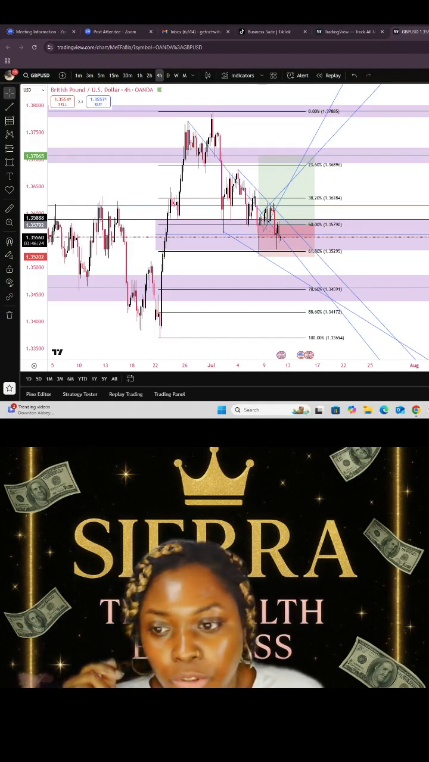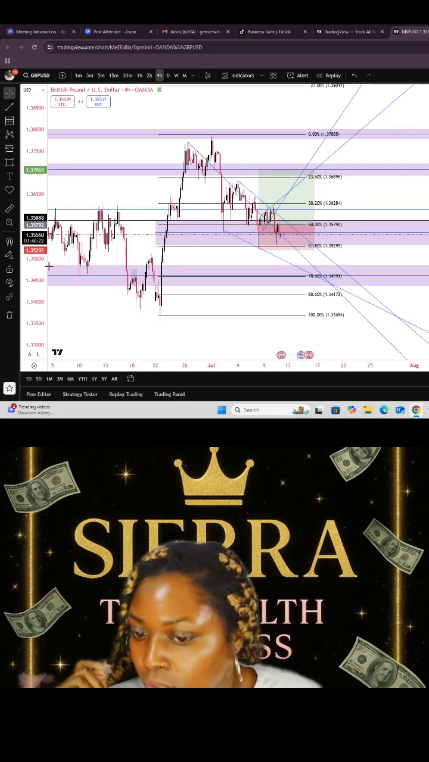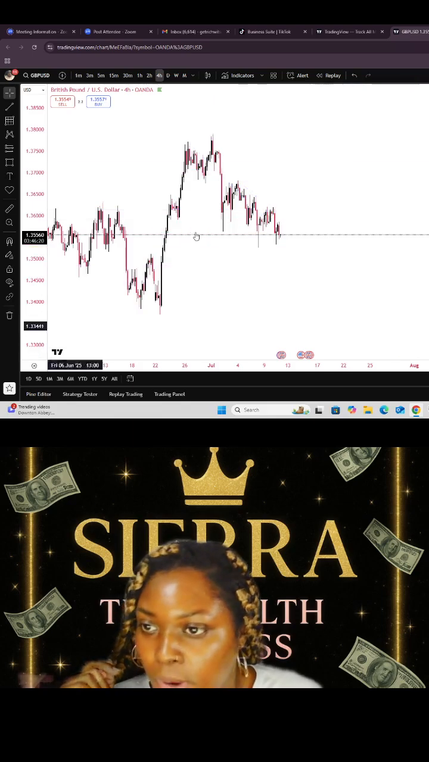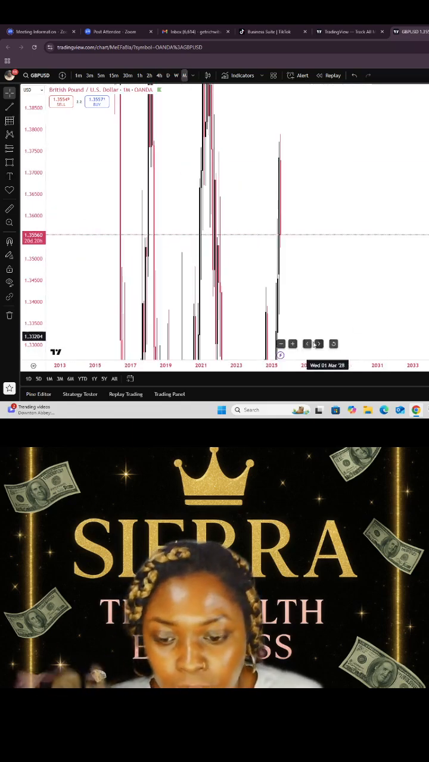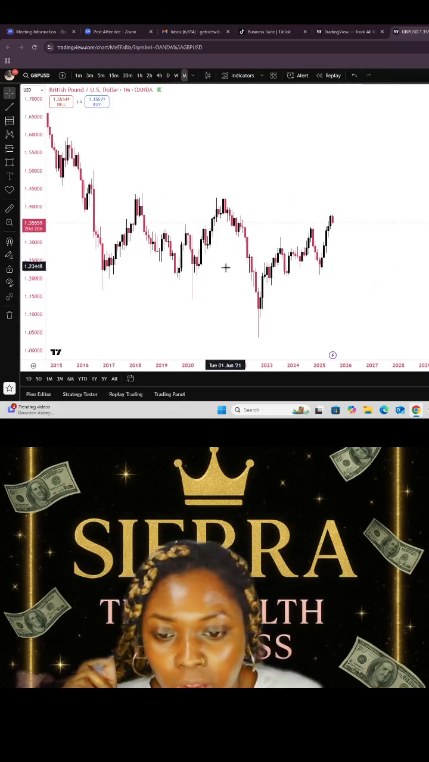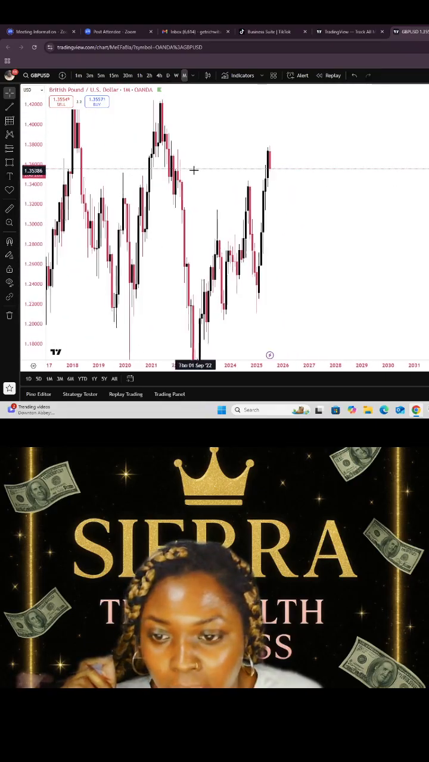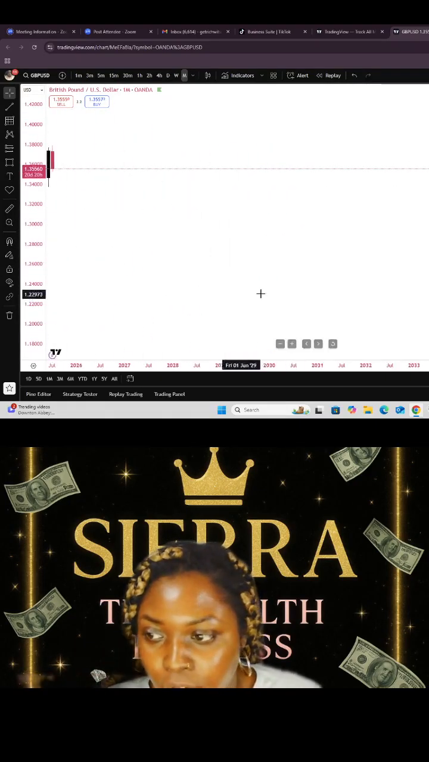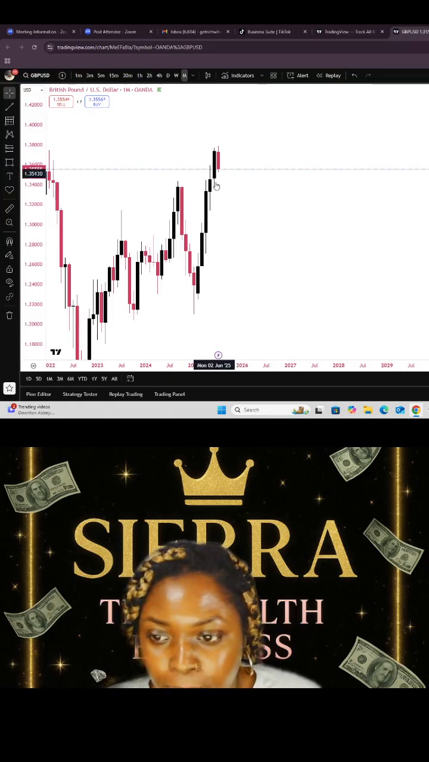I'm going to come to GU and delete my chart. And I'm just going to come to my monthly. And I'm going to look and see, did price run the high or low of last month's candle? Yes, it did.